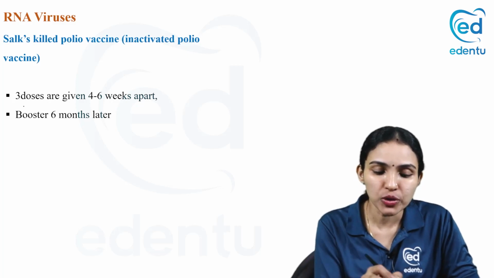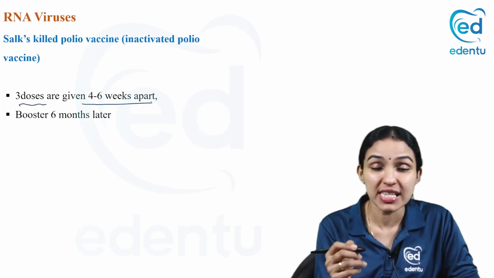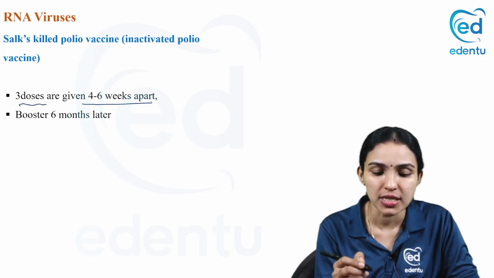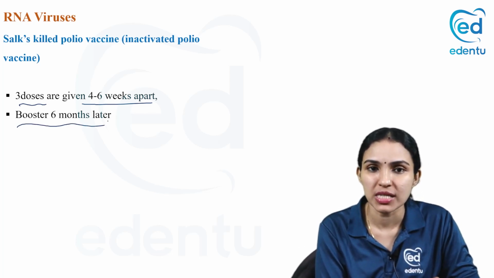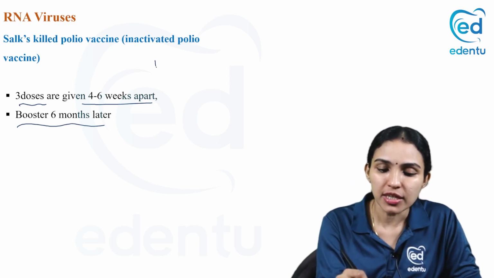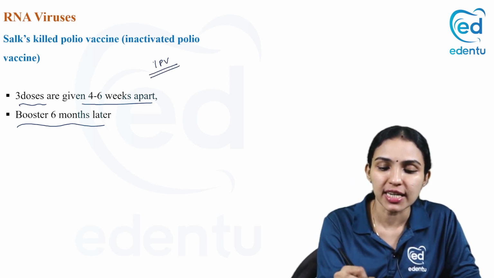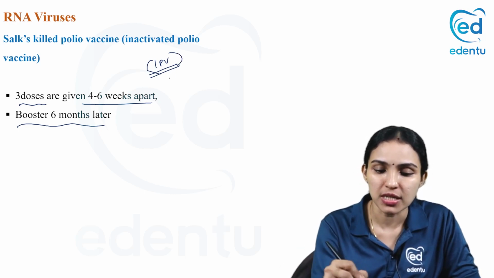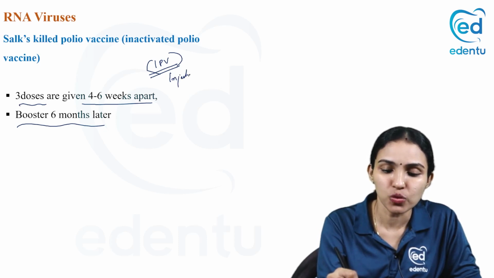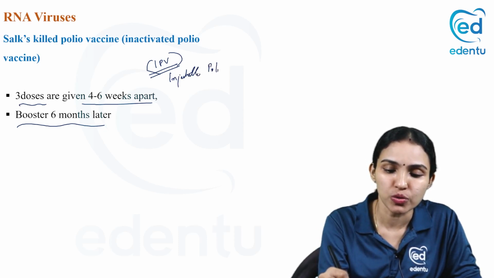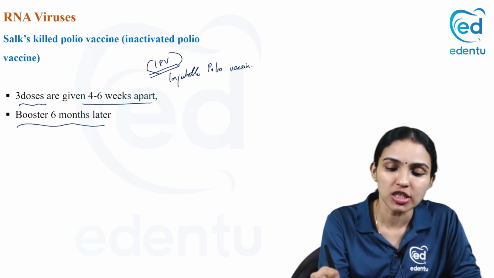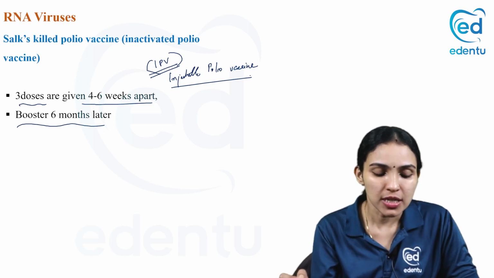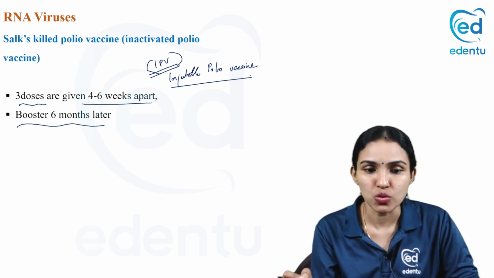Salk vaccine, you have to give 3 doses, 4 to 6 weeks apart. That is a schedule for the killed vaccine or inactivated polio vaccine, and you have to give a booster 6 months later. This is how you have to give the IPV. You call it in short as IPV, inactivated polio vaccine or injectable polio vaccine. So IPV is actually standing for injectable polio vaccine. So when you say injectable polio vaccine, we mean it is the killed polio vaccine or Salk vaccine, and that you are giving it as a 3 dose with a booster.